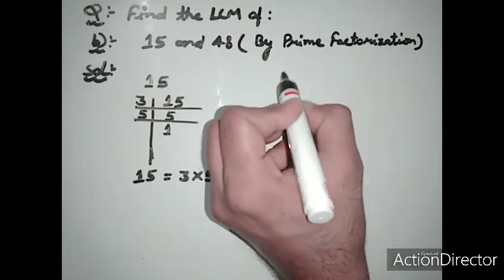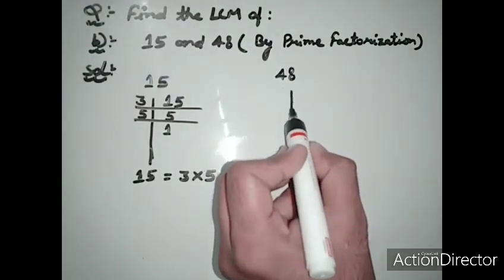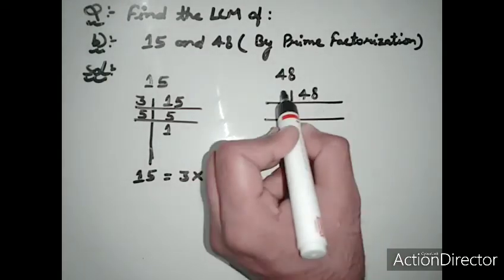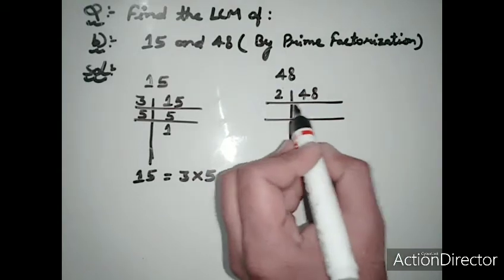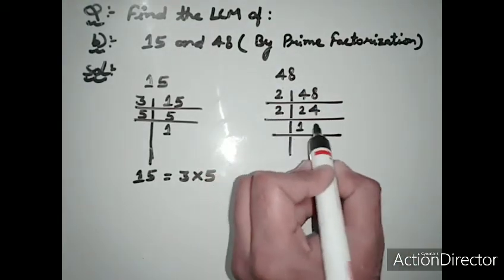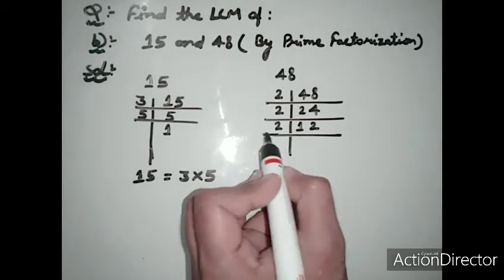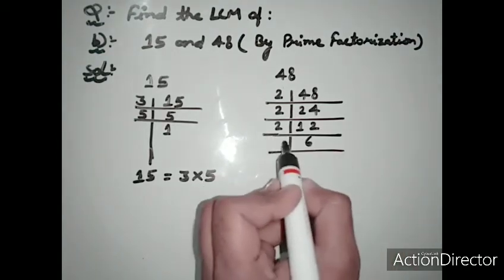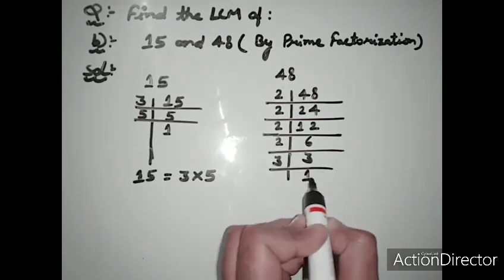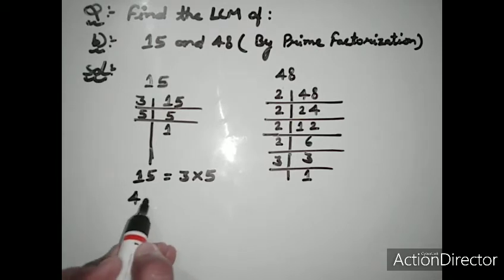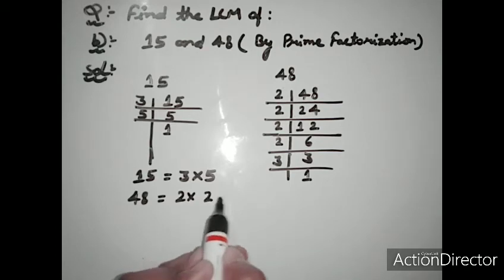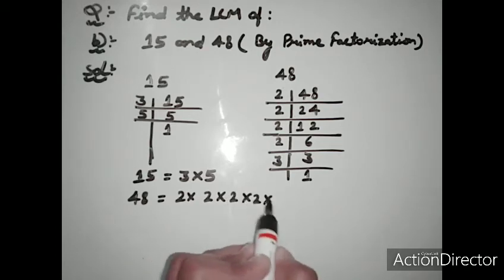Now we find the prime factors of 48, right? So here we divide this number by 2. 2 twos are 4 and 2 fours are 8. Now again divide by 2, 2 ones are 2 and 2 twos are 4. Now again divide by 2, 2 sixes are 12. Now again divide by 2, 2 threes are 6. Now divide by 3, 3 ones are 3. Now we write 48 as 2 multiplied by 2, multiplied by 2, multiplied by 2, and multiplied by 3.